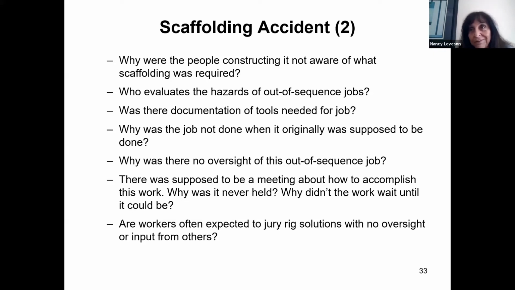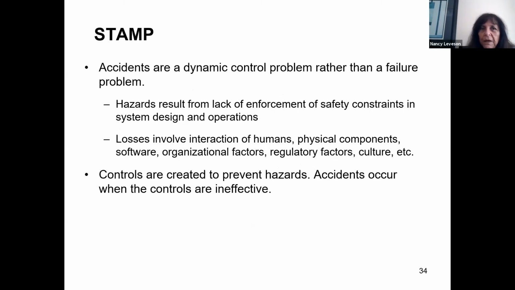Our workers often expected jury-rigged solutions with no oversight or input from others, and I think that happens a lot in the workplace. They're expected to jury-rig, because people say, find a way. Figure out a way to jury-rig, but there's no oversight or input from others. The same thing happened in Deepwater Horizon. This happens all the time.